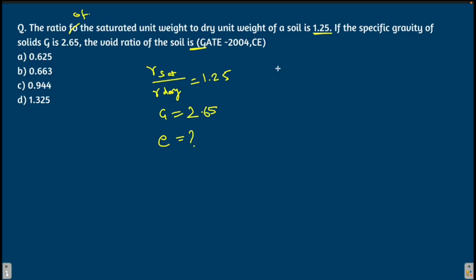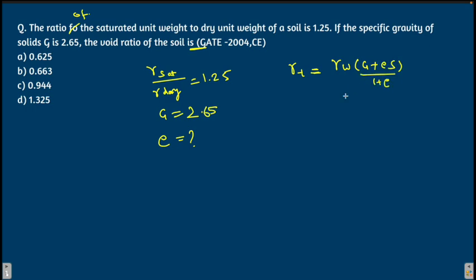We know the formula for gamma saturated. I have told you multiple number of times. Rather, you should remember the one and only formula of gamma bulk, or the bulk density. Bulk density is not saturated, not dry. It is partially saturated, you can say. Gamma t is equal to gamma w into G plus eS by 1 plus e.